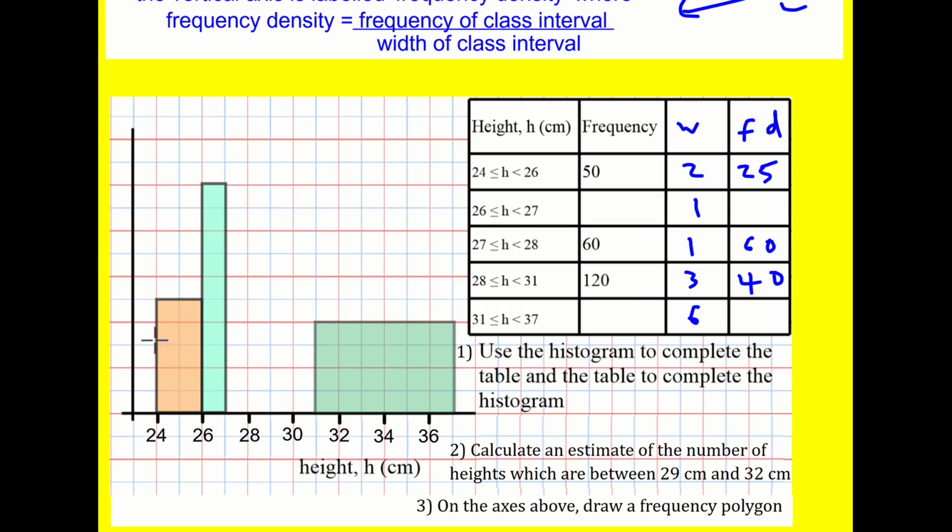5, 10, 15. Oh yeah, good. So it's going up in, we can see now it's going up in 5s. That's going to be 10. That's going to be 20. I get my 25.